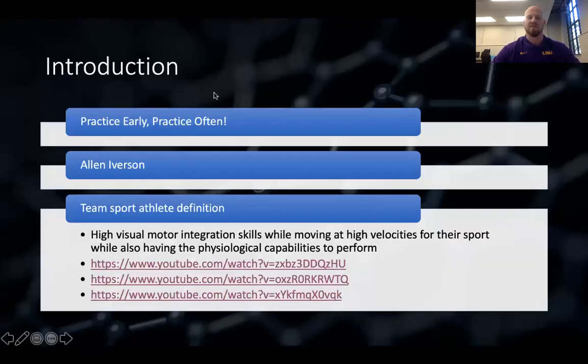So an introduction: practice early, practice often. It's something that should be ingrained into our athletes as soon as possible. To really develop a skill set, you have to practice it. So you need to practice that skill early, and you need to practice it often and be consistent with it. That's how you're going to develop those skills.